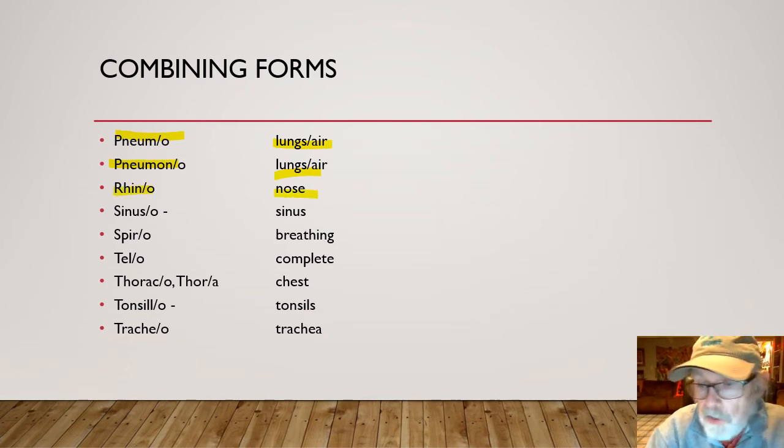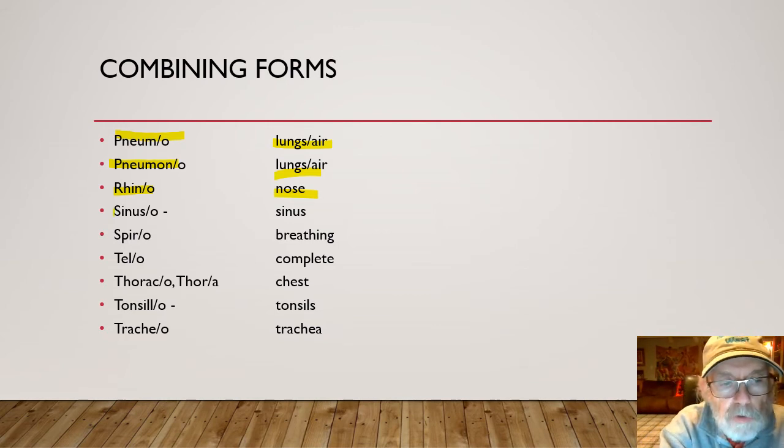Rhino means nose. Now that's one we had before. Rhinoplasty, nose job. Okay, so rhino means nose. The next combining form is sinuso, which means sinus. Now what's a sinus, okay?